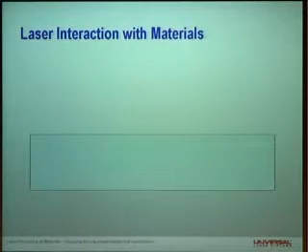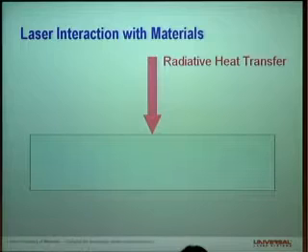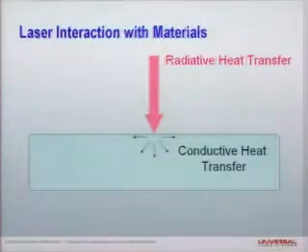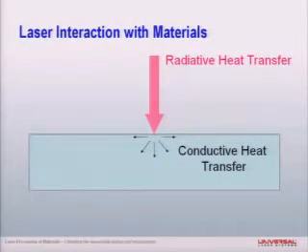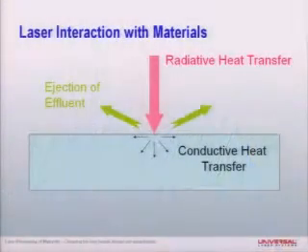So the key elements of the laser interaction with material are really heat transfer and mass transfer related. So we've got radiative heat transfer, of course, with the laser beam itself, essentially radiating to the workpiece. We've got conductive heat transfer. Once the material is hot, we're going to conduct heat through that material, and we want to manage how we conduct that heat. And then as the material is heating up, of course, it's undergoing melting, it's undergoing some vaporization and some chemical reaction, all of which result in effluent being ejected from the surface.